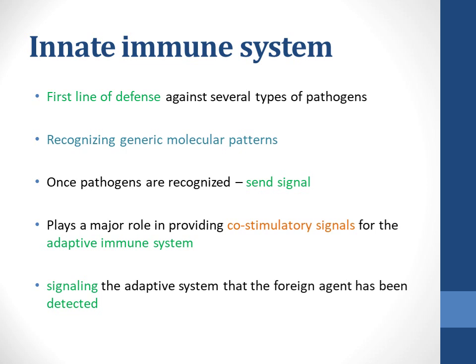Until the adaptive immune system starts fighting, the innate immune system will keep the pathogen in a place. It won't allow it to enter into the system. So this is the first line of defense against several types of pathogen. It recognizes the generic molecular pattern and it sends co-stimulatory signals to the adaptive immune system.